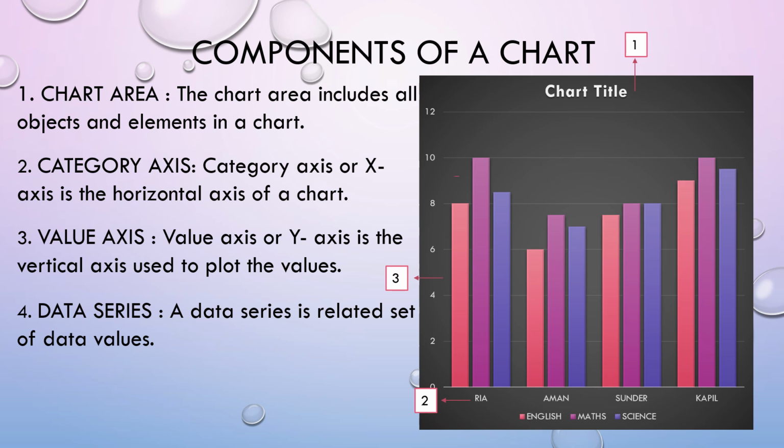Number 4, we can see it as data series. A data series is a related set of data values. When you see these bars, this pink color bar, purple color bar, or the blue color bar, these bars are known as your data series. It shows you the values with the help of these data series.